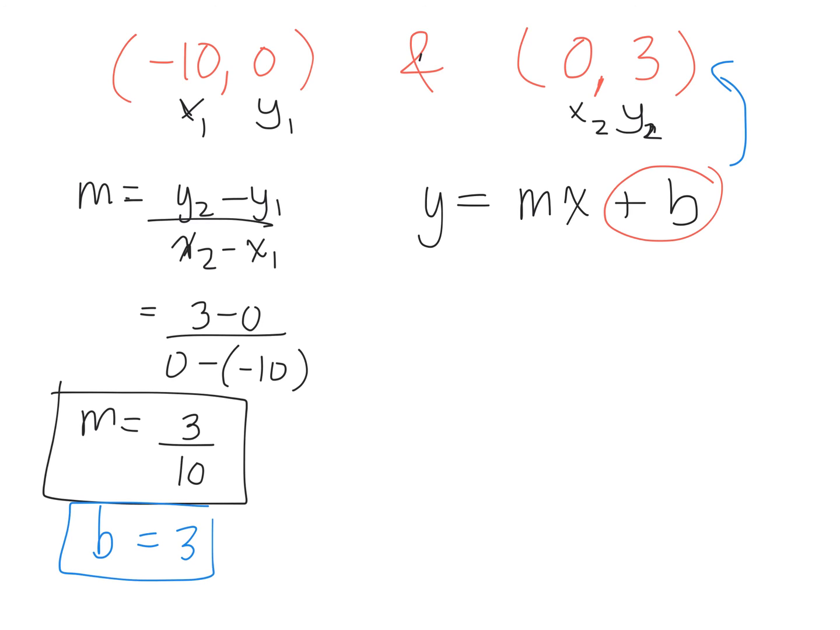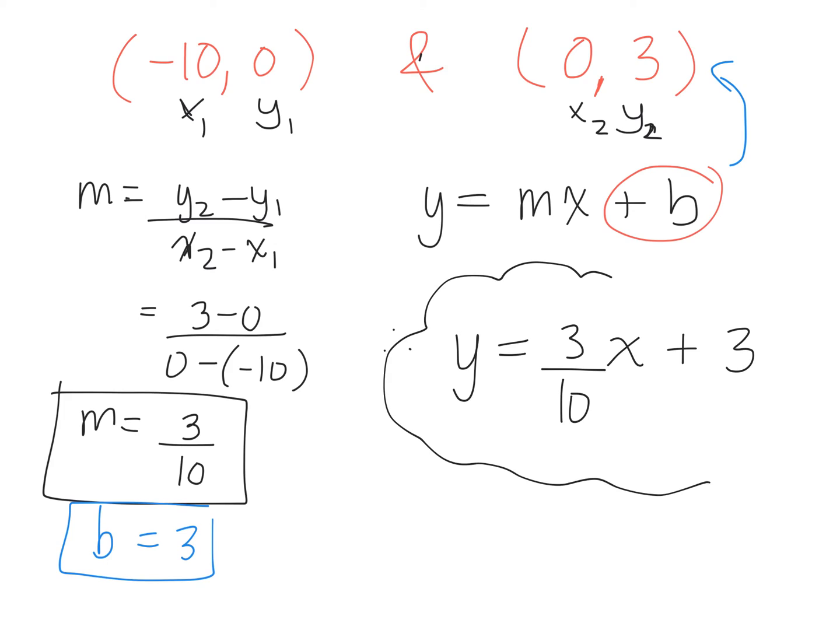So therefore, what is the equation of this line? 3 over 10x plus 3. Perfect. 3 over 10x plus 3. Okay, and that's the answer for this one.